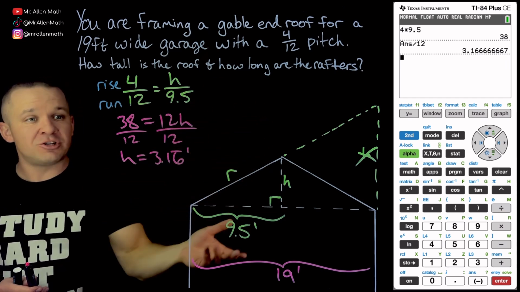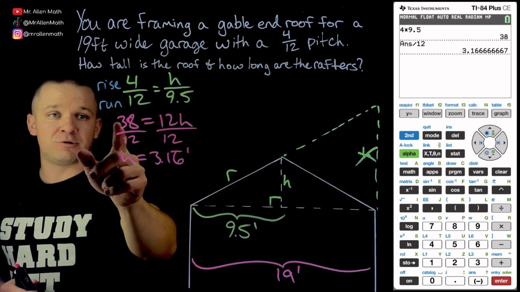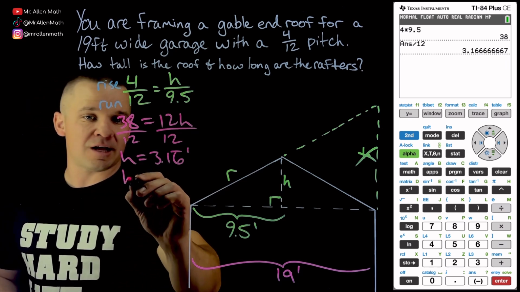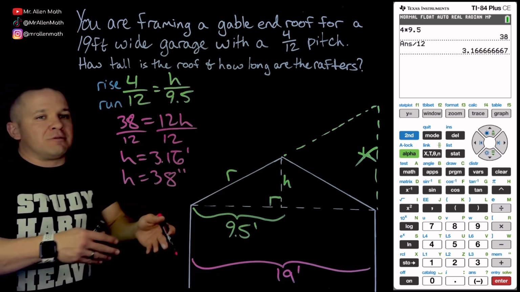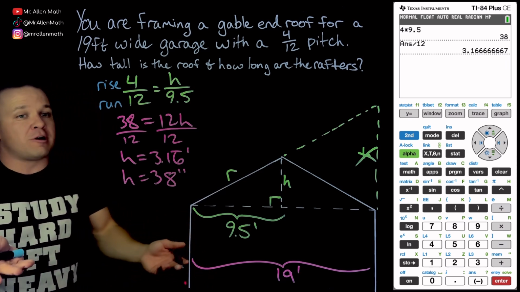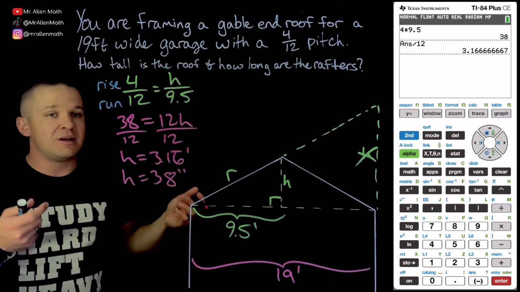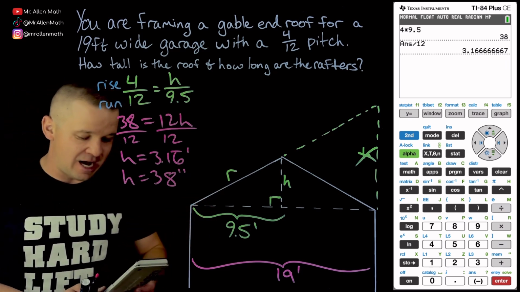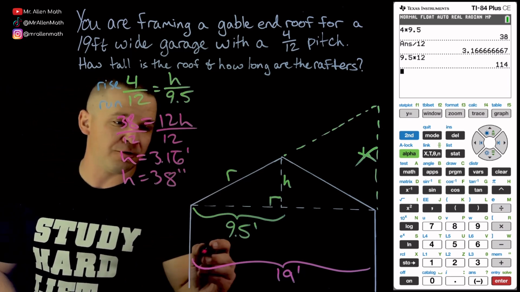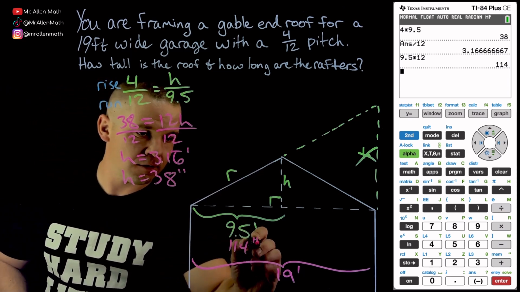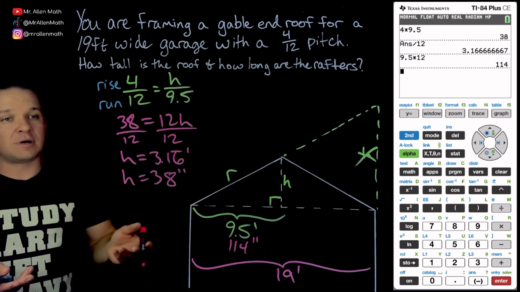So to get it to inches, if I wanted, I would just multiply by 12, which would give me 38. So I could also say that the height is 38 inches. Now, we can math with either of these things, but I feel like the 38 inches is probably easier to math with. So why don't I take that 9.5 and multiply that by 12 to give me 114 inches right there for my run, right?